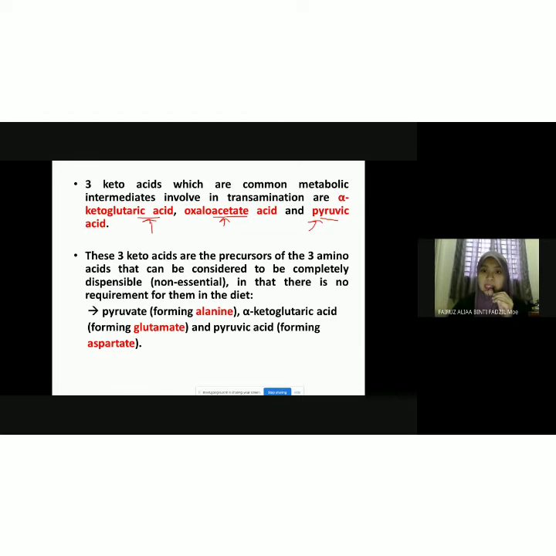So these three keto acids are the precursors of the three amino acids that can be considered to be completely non-essential. For example, pyruvic acid will form alanine, alpha ketoglutarate will form glutamate, and oxaloacetate will form aspartate. So alanine, glutamate, also aspartate. This is what we call the newly formed amino acids.